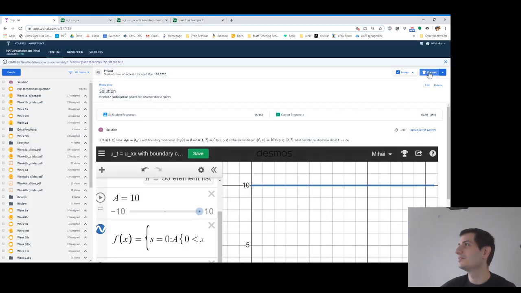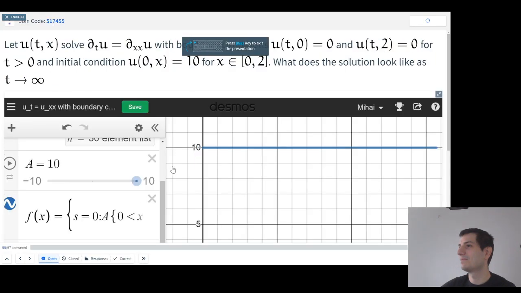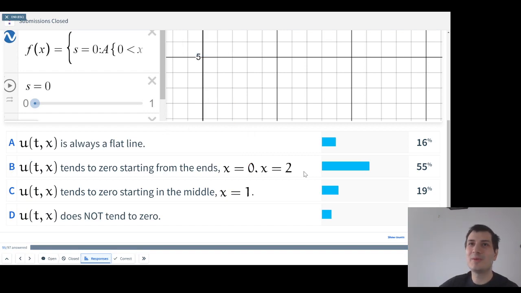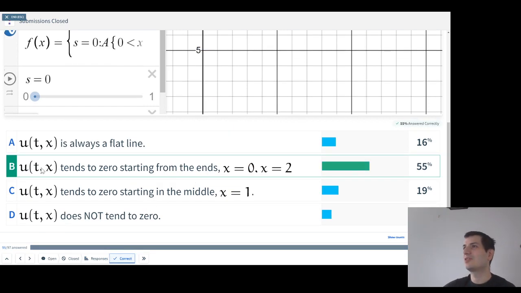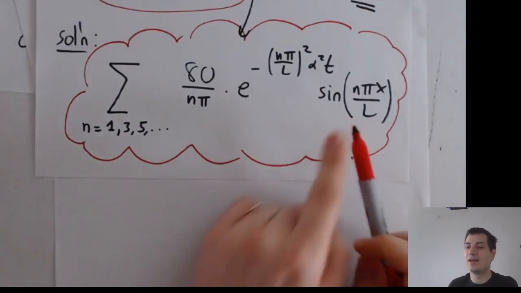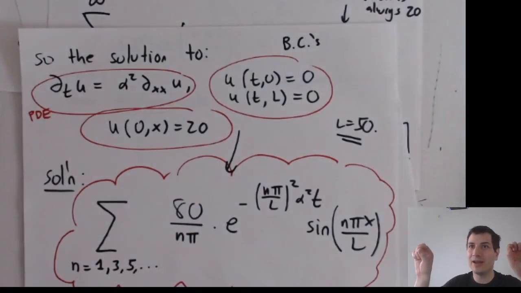So let's see what you guys said. Responses. Most people got it right. The correct answer is B. It goes to 0 starting from the ends. And you can see that in the algebra. So a few different ways. One is, remember we had the boundary conditions that it's equal to 0 at the ends. So the endpoints immediately go down to 0.